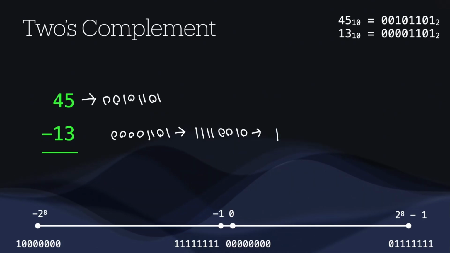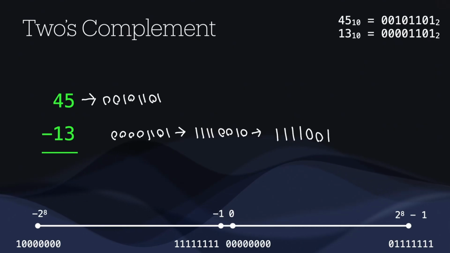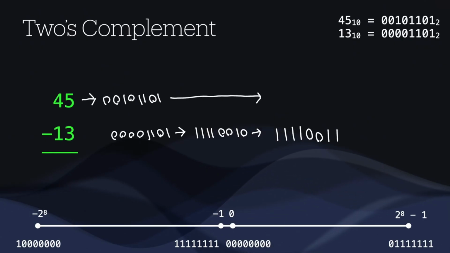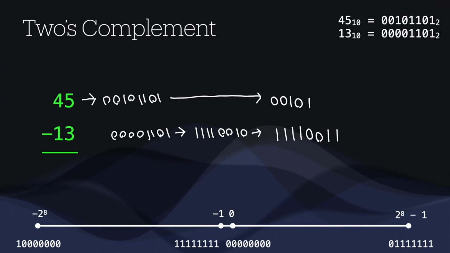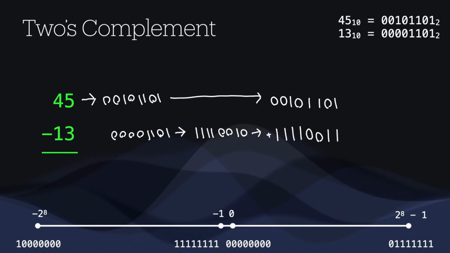So we have 1, 1, 1, 1, 0, 0, 1, and then we add 1. So this is a 1 now. And then this we can just bring over. Since it's a positive number, we don't have to flip the bits and add 1. So this is 0, 0, 1, 0, 1, 1, 0, 1. And now let's add these together.